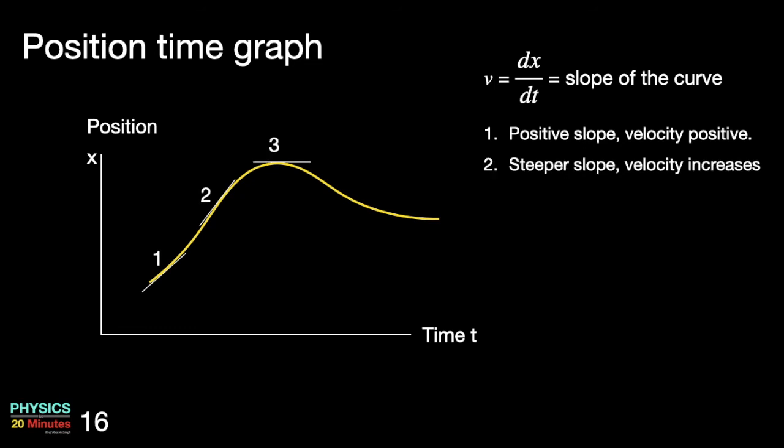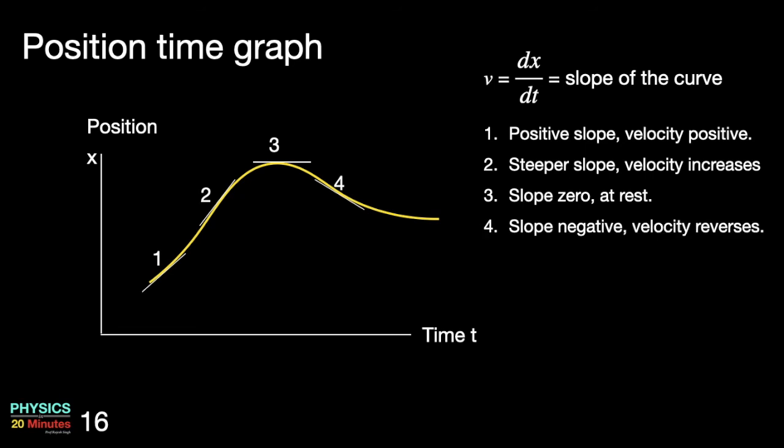At point number 3, you can see that the line becomes momentarily horizontal. That makes its slope 0, and therefore the particle is at rest at that point. As we go further, you can see that the x coordinate starts decreasing. That means the slope becomes negative. That represents the direction of velocity has reversed. At point number 5, again the line becomes horizontal, and that means the particle is at rest.